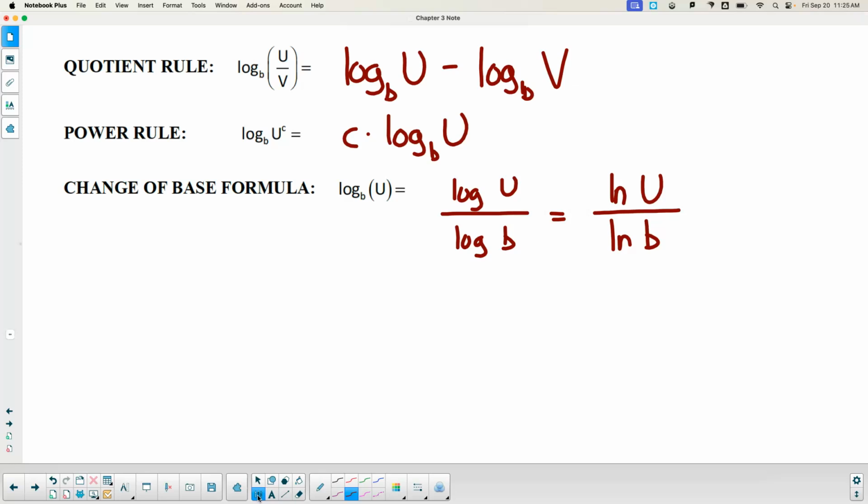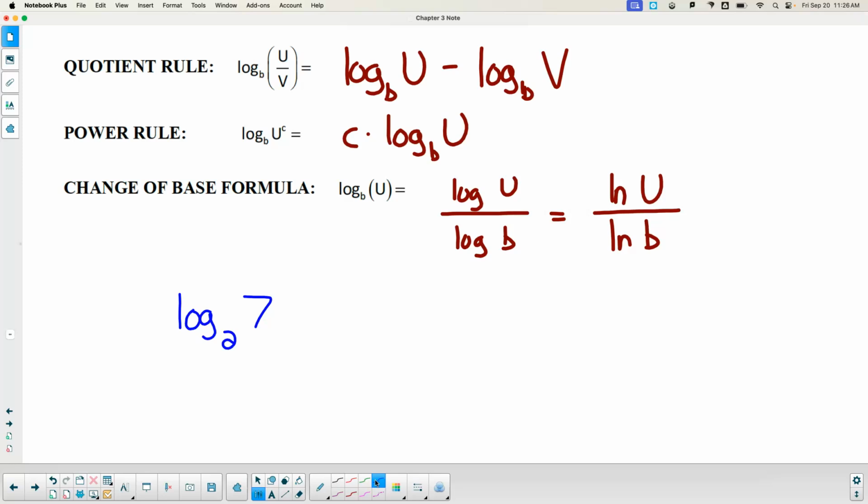Okay? We'll get into this here momentarily, but if I was doing this, I would say log base 2 of 7. Again, logs are exponent finders, right? Okay? So I need an exponent to go on to 2 to give me 7.